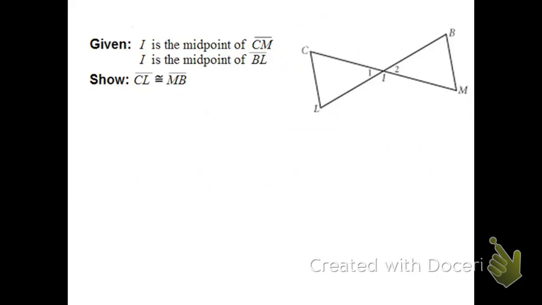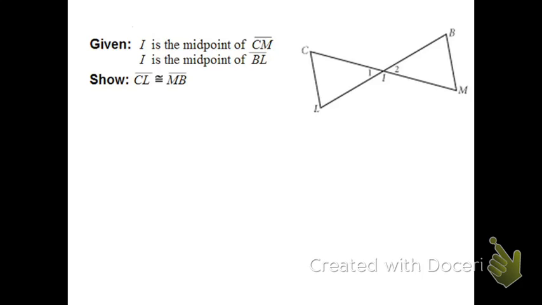In this proof, we're given that I is the midpoint of CM, and I is the midpoint of BL, and we want to show that CL is congruent to MB. So, we haven't learned this yet, but to show that 1 segment in one triangle is congruent to 1 segment in another triangle, I first just have to show that the 2 triangles are congruent, and then the very last step, I can say that those 2 segments are congruent by CPCTC.